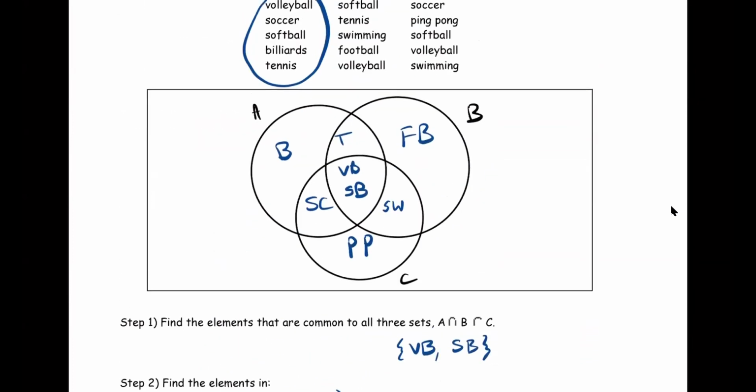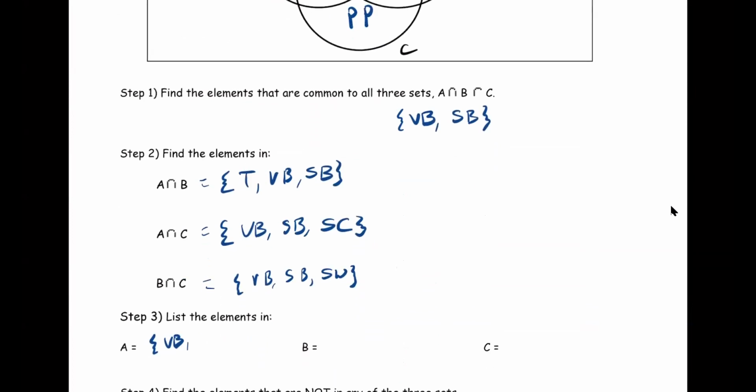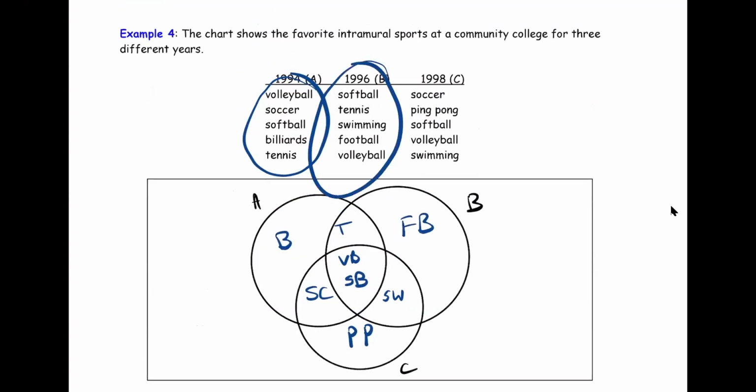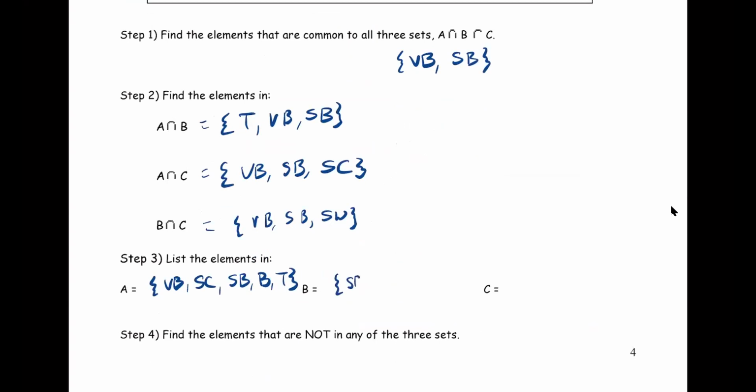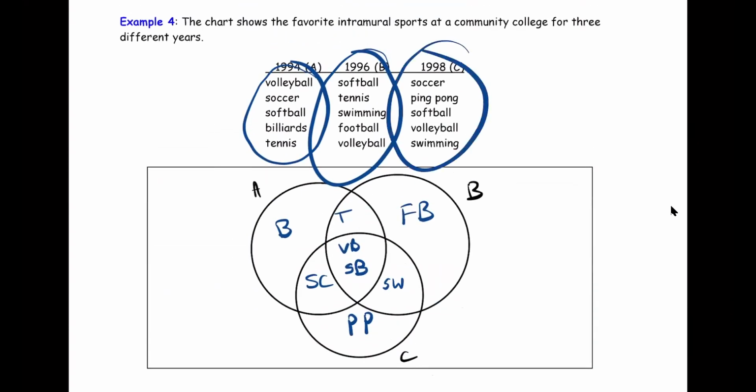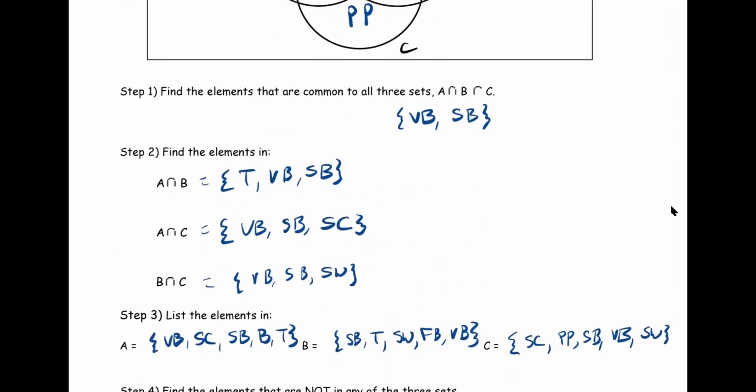Volleyball, soccer, softball, billiards and tennis. And B would be softball, tennis, swimming, football, and volleyball. And then C is soccer, ping pong, softball, volleyball, and swimming. So you just got that from here, right? Yeah. Perfect. All right, so we got all three sets.